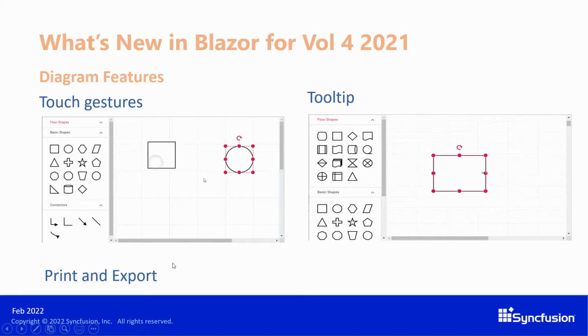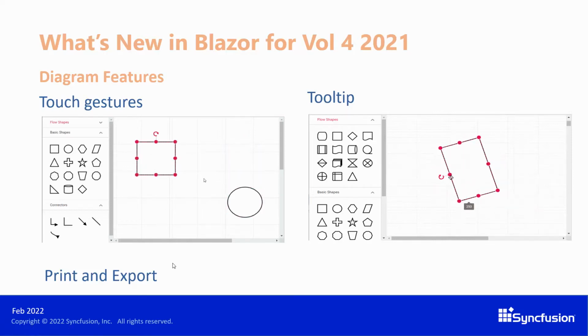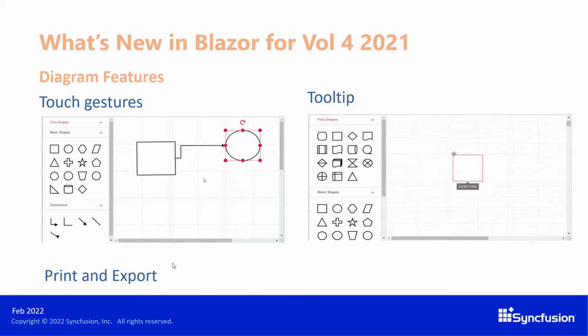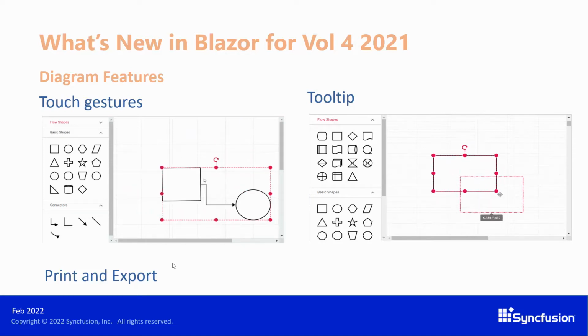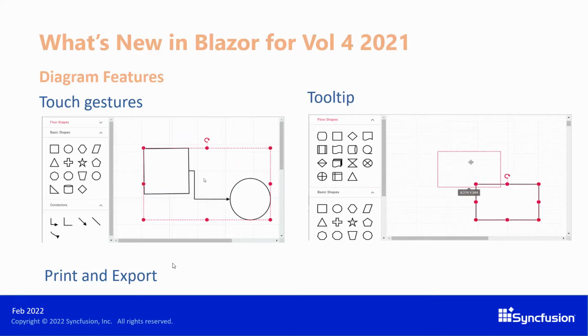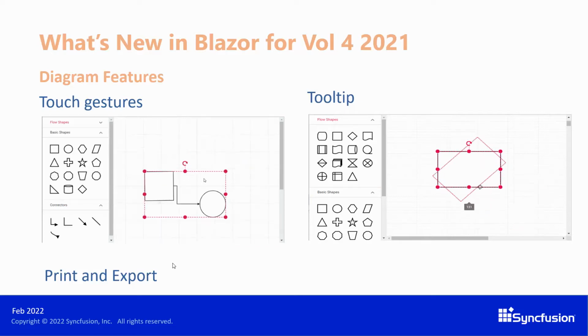Print and export features have also been added to the diagram component. Now you can export the diagram content as an image file like JPEG, PNG, or SVG format. You can also print the diagram with options to change its page direction and size, and even print the entire diagram on a single page or across multiple pages.